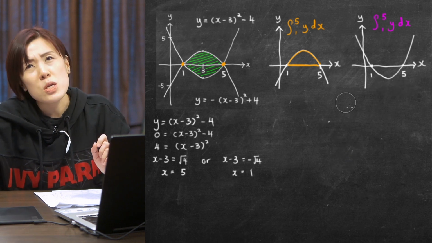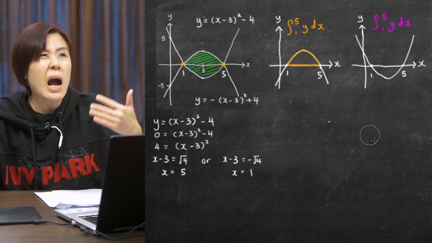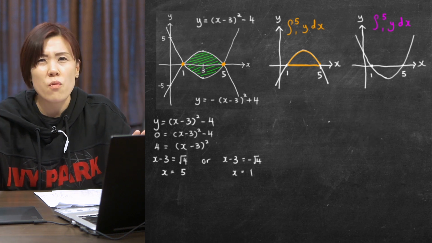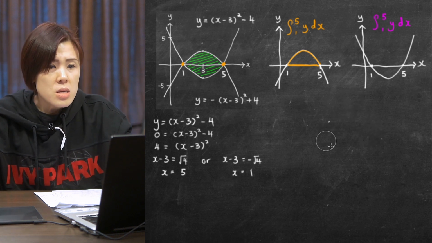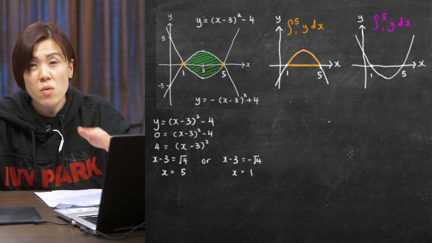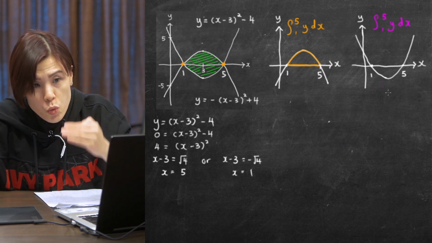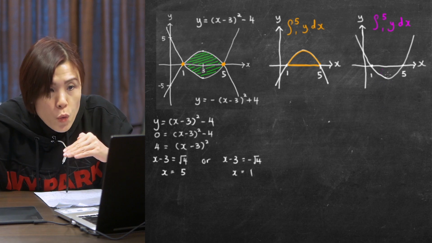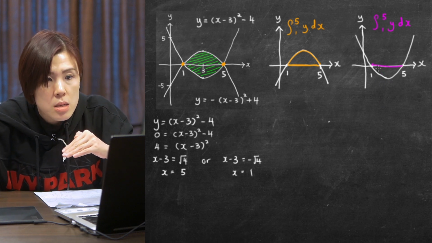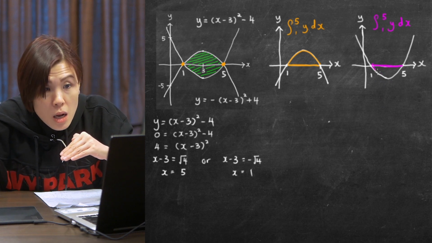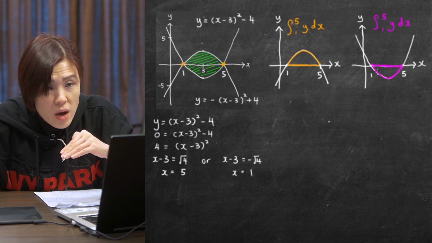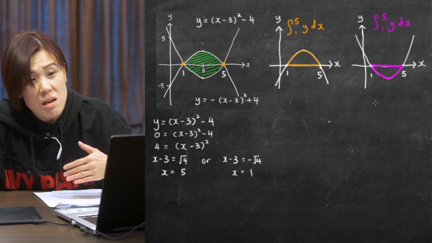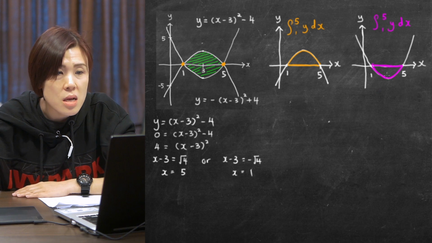So guys, please remember, that's why sometimes I found that "area under the curve" is not really accurate. The area that we are finding when we do integration is always, mark my word, between the x-axis and the curve. This is the area we are finding instead of area under the curve. It's between the curve and the x-axis.